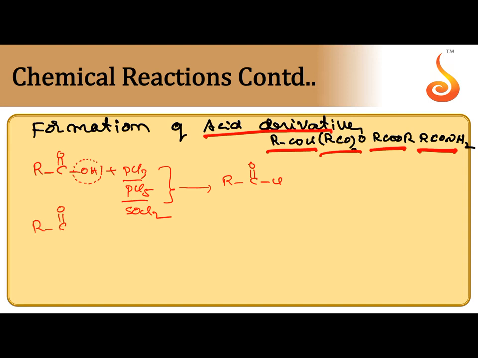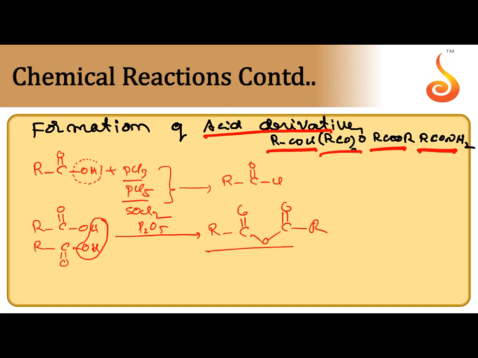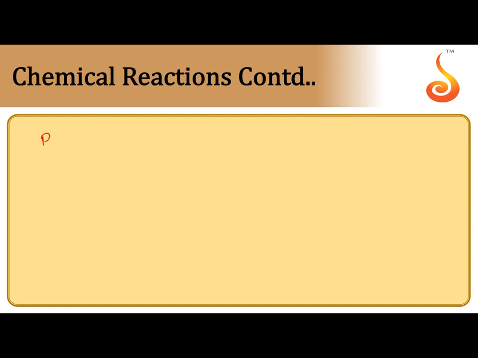Next, carboxylic acid on dehydration. When carboxylic acid is subjected to dehydration with P2O5, two groups get connected, RCO-O-COR. This is dehydration by means of phosphorus pentoxide to get acid anhydride.